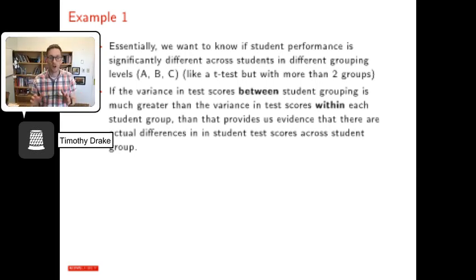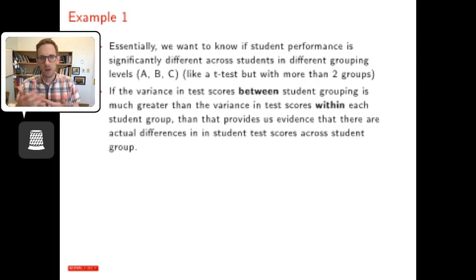Okay, so I'm going to start with an example and give you a visual of how this test works. So again, get the machinery behind it, and then we'll go ahead and go through the 4 steps with this example. But essentially what we want to know is if student performance is significantly different across differences in students in different grouping levels. Okay, so we have our A grouping level, our B grouping level, and C grouping level.